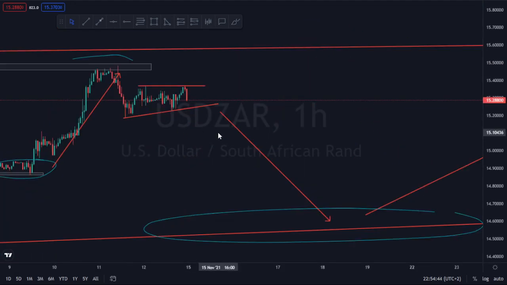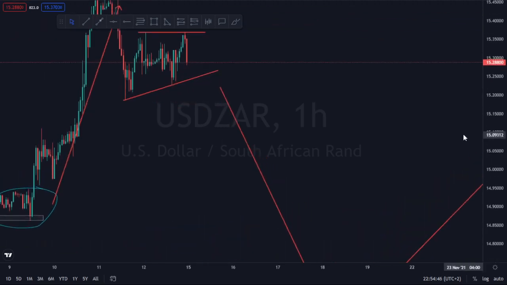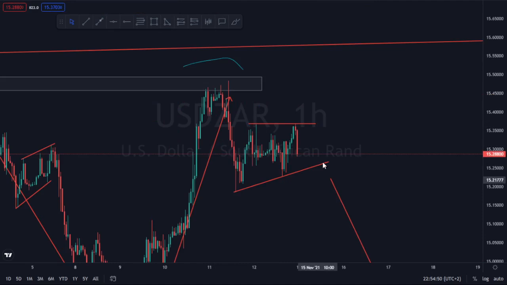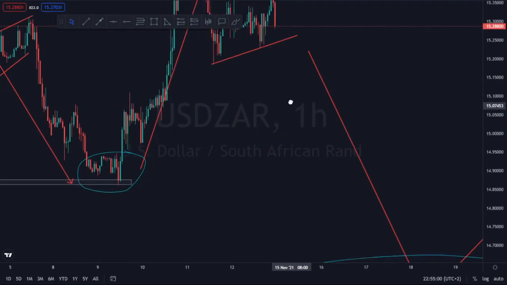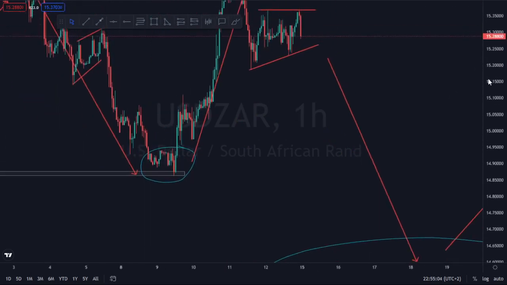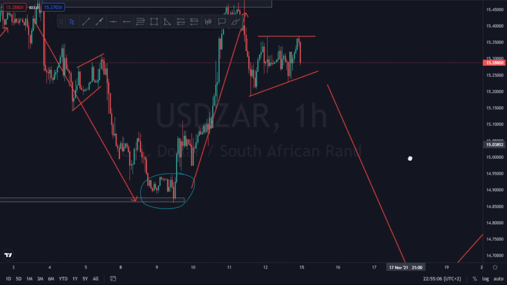So for next week, I'll definitely be looking to catch this sell. I hope price plays out, because guys, remember, when you trade, you trade your setups.